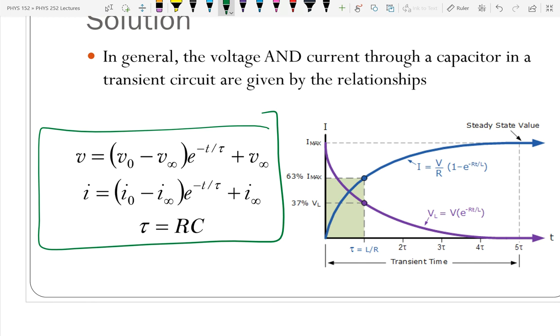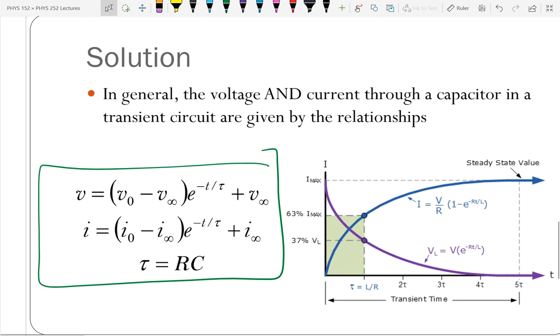So that was my goal for today, was to derive how RC circuits, transient RC circuits, work. Transient means it's changing from one state to another. So it's not steady state. It's not AC. It's changing between one steady state and another steady state. So any questions about what we've done today?